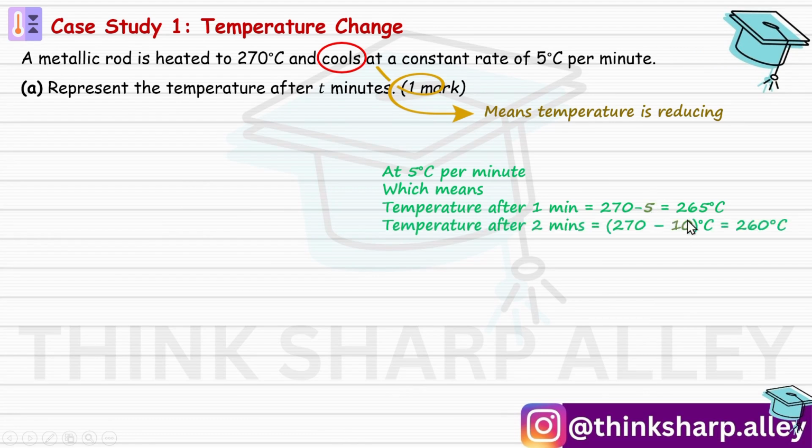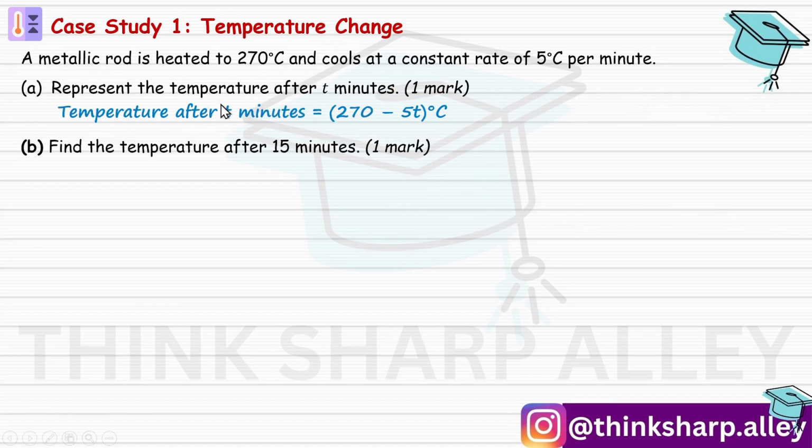Temperature after 2 minutes is going to decrease by 10. So like this, if I want to go on, temperature after 3 minutes will decrease by 15. So temperature after t minutes will decrease by 5 times t. So the temperature after t minutes is going to be 270 minus 5t degrees Celsius. Let us see part B. Find the temperature after 15 minutes.